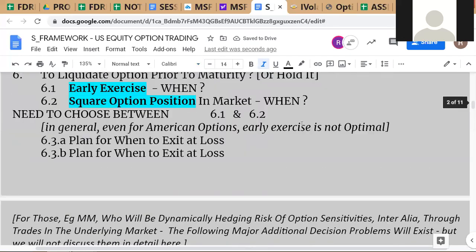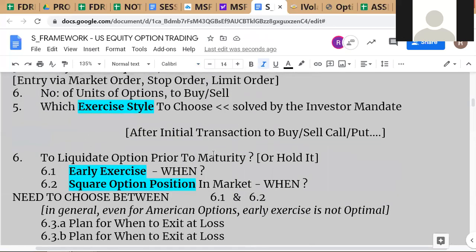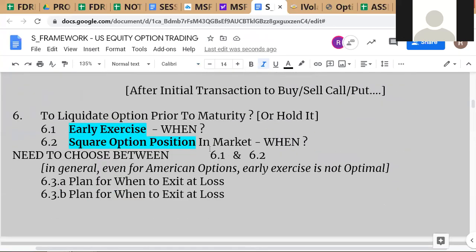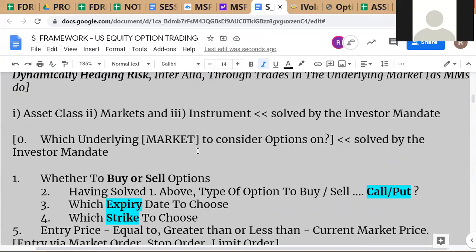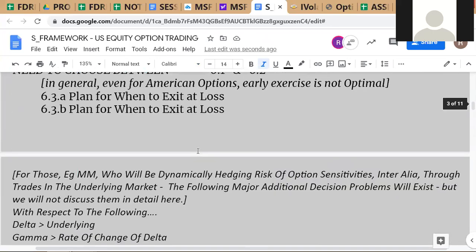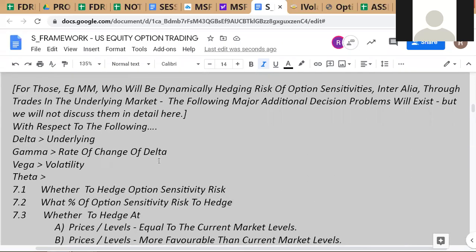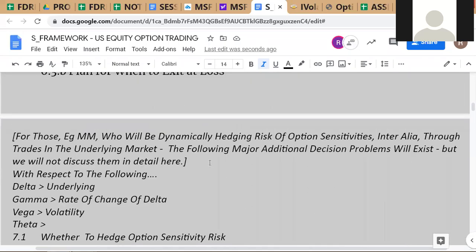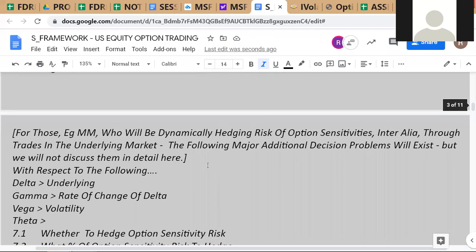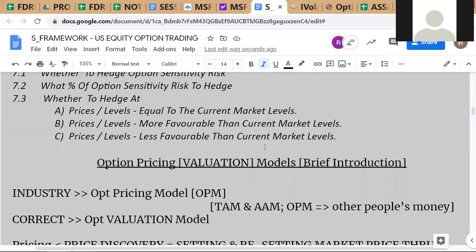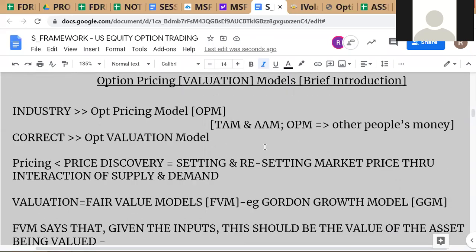Okay, so we have covered these. We've covered our initial transaction. We have covered the additional decision problems. So we are going through various modules. I have listed it here for your own knowledge, for those of you who want to study further. We are not going to be covering it, but you should know that they exist.